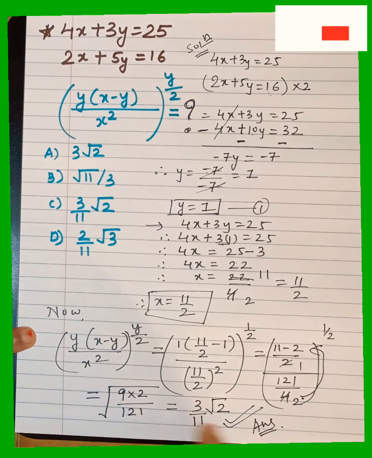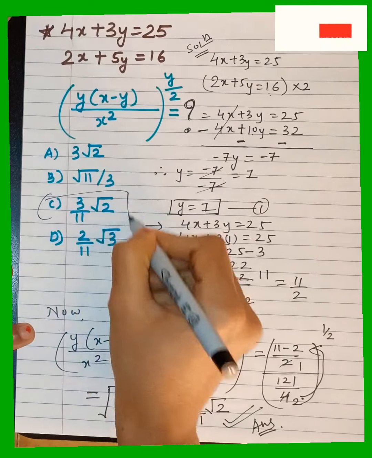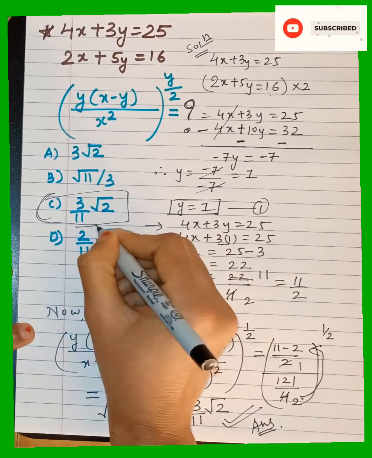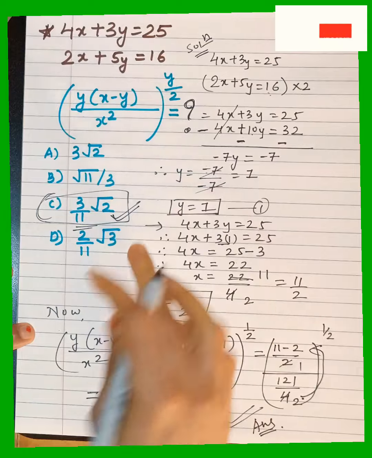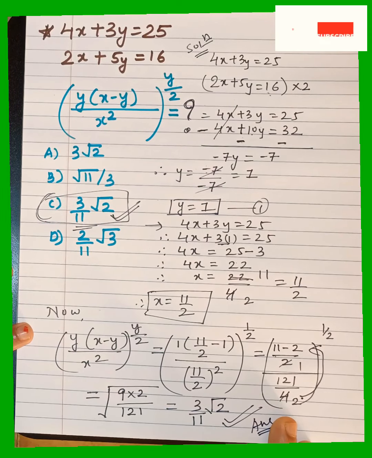I hope you understood. So 3 upon 11 root 2. If you see, option C shows the correct answer. So this will be the solution for this type of question. I hope you understood the solution part. Thank you.